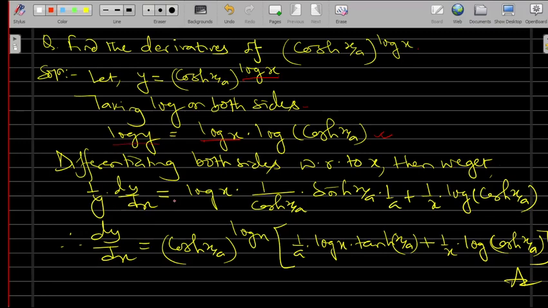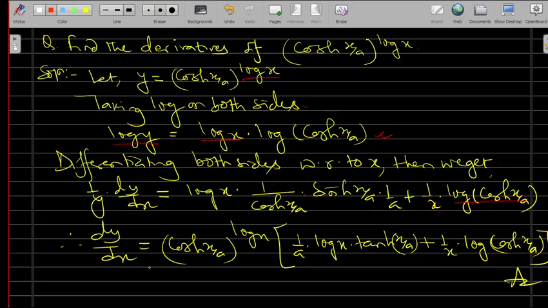1/y dy/dx equals log x, first no change, derivative of second: 1 over hyperbolic cos(x/a) times hyperbolic sine(x/a) times 1/a. Yes, we know that pattern, plus second no change, this second part is no change, derivative of log x is 1/x.